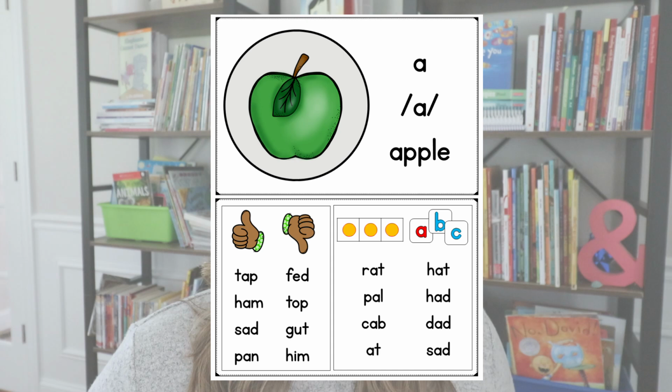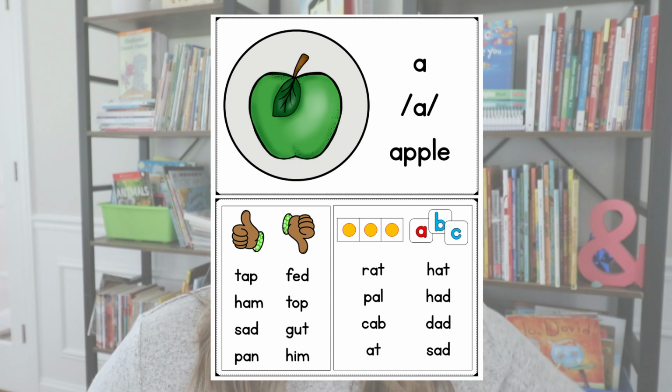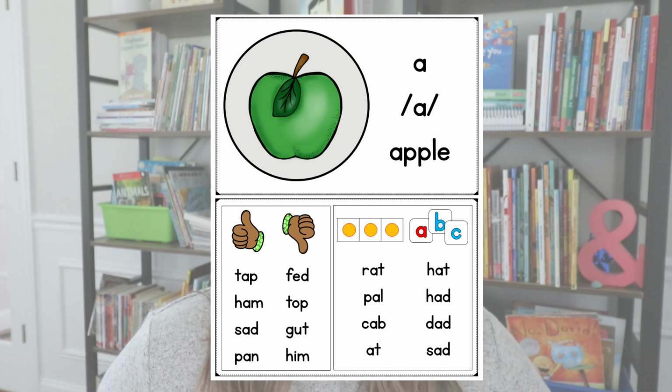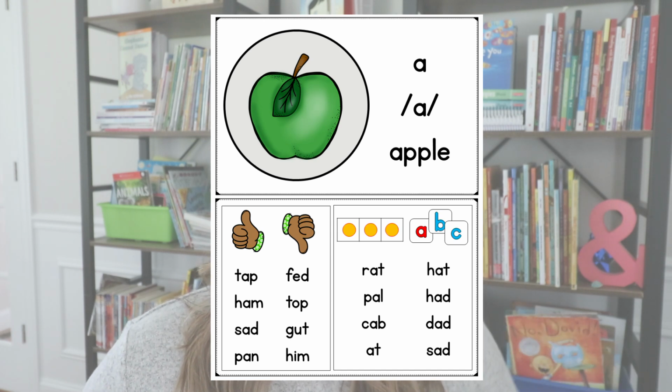The bottom sheet here has some examples for phonemic awareness activities like I mentioned in this video and like I list out in this unit. So I have some examples of words you might want to share with students to give a thumbs up or a thumbs down for a sound sort. So here they would say tap, top, ham, gut, in whatever order you wanted, and they would give a thumbs up if they could hear that A and a thumbs down if they could not.